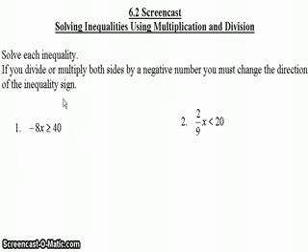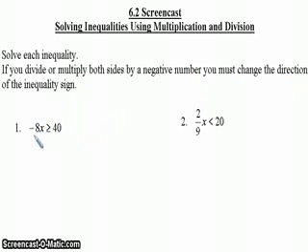The thing you really want to concentrate on, this difference from solving using addition or subtraction, is that if you happen to, while solving, multiply both sides by a negative number or divide both sides by a negative number, you must change the direction the inequality sign is going to point. A greater than would become a less than if you multiply both sides by a negative number. A less than would become a greater than if you multiply or divide both sides by a negative number.